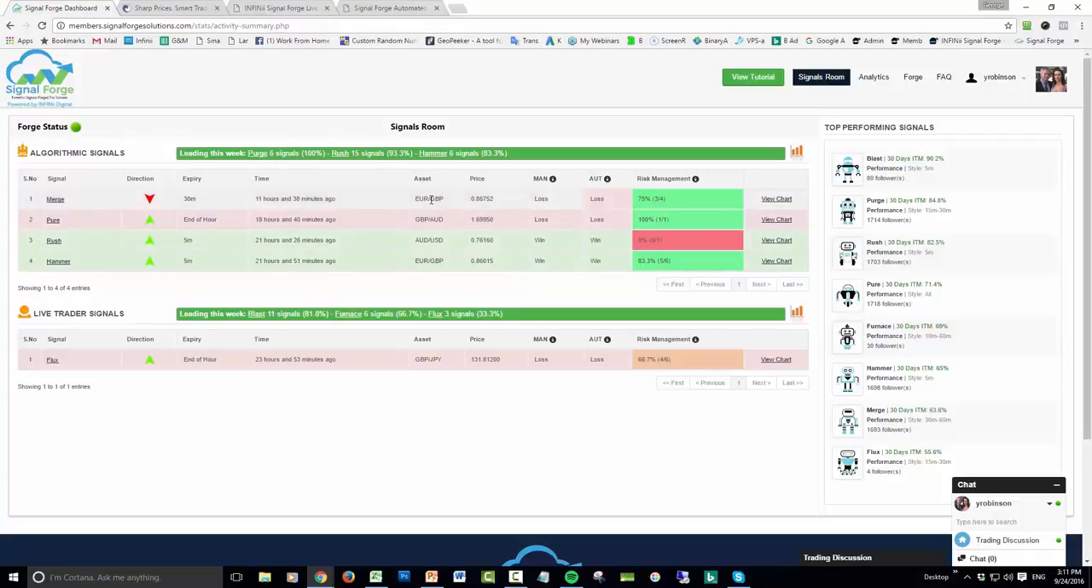The underlying asset, so we're trading binary options, but it's based off an underlying asset. So this is the euro pound, this is the pound Australian dollar, the Australian US, and the euro pound. And down the bottom here we've got pound and yen. So up the top here we've got algorithmic signals, and down the bottom we've got live trader signals. So algorithmic signals are computer programs. Basically these people have written code in a computer language, be it C#, C++, whatever it is, and then it's 100% hands off.